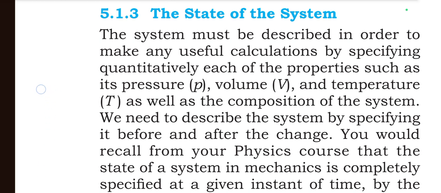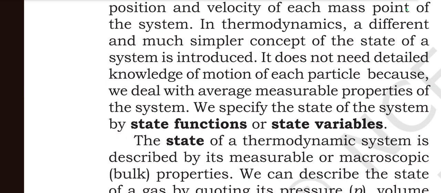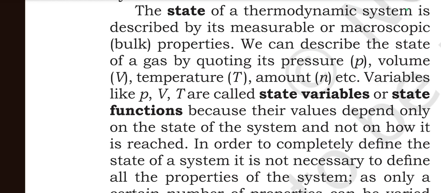You would recall from the physics course that the state of a system in mechanics is completely specified at a given instant of time by the position and velocity of each mass point of the system. In thermodynamics, a different and much simpler concept of the state of the system is introduced. It doesn't need detailed knowledge of the motion of each particle, because we deal with average measurable properties of the system. We specify the state of the system by state functions or state variables. The state of a thermodynamic system is described by its measurable and macroscopic properties. We can describe the state of a gas by quoting its pressure, volume, and temperature.